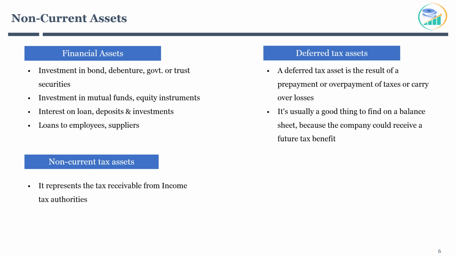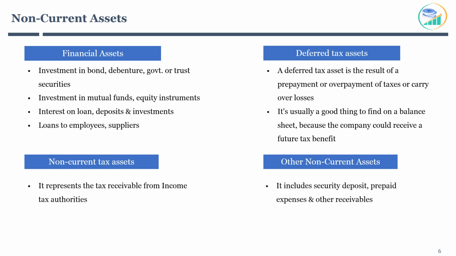Next line item is other non-current assets. It includes security deposits, prepaid expenses, other receivables and so on. Please remember these financial assets are always recorded at fair or market value. This is an important concept in banking that will be covered later.